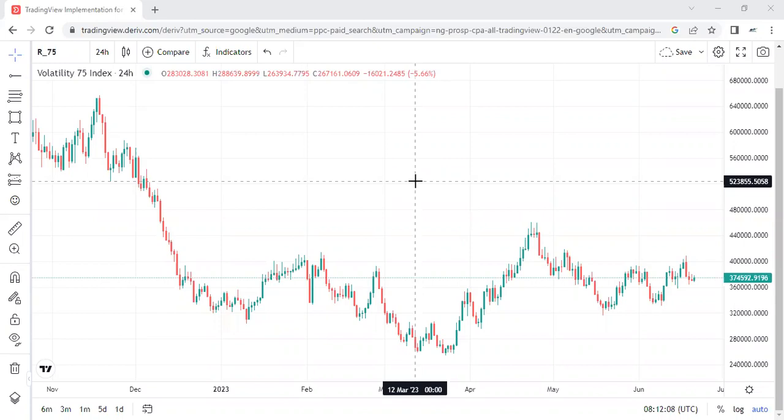But today we'll be talking about top-down analysis on an ICT concept. That is how ICT does top-down analysis. So we'll be talking about it today.